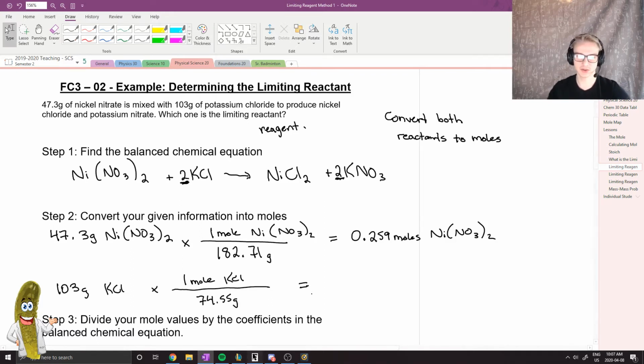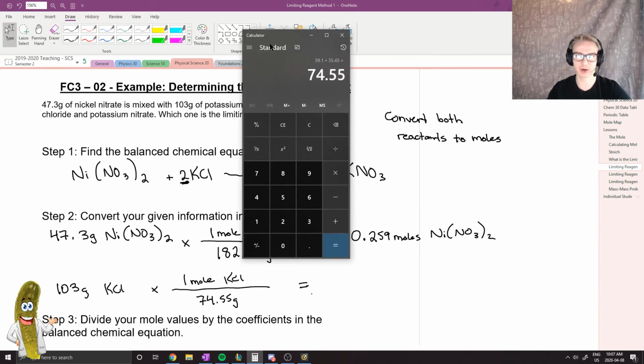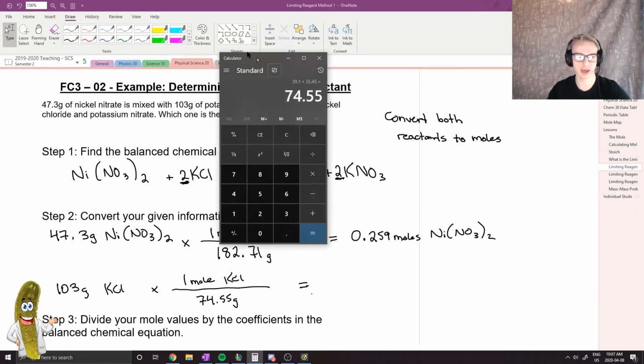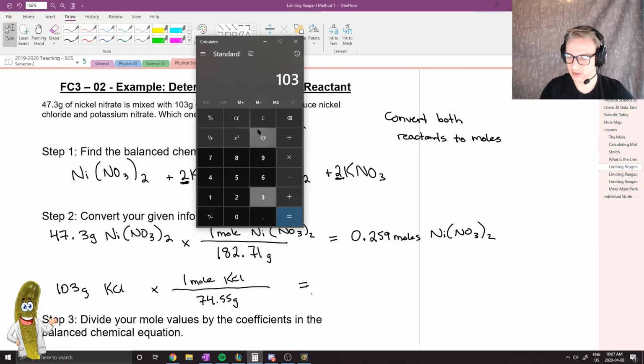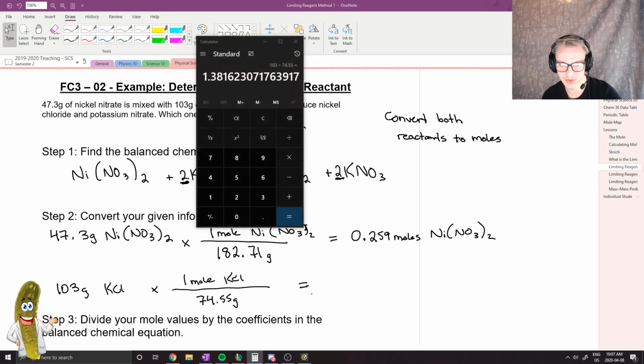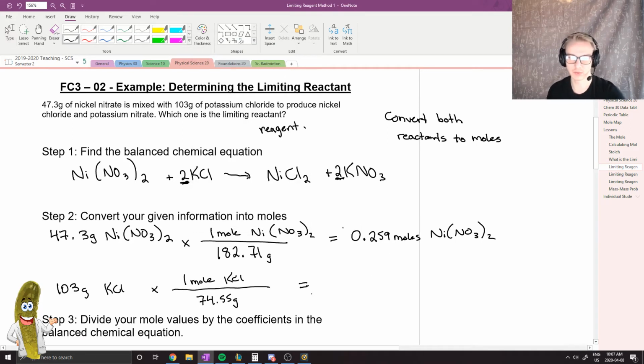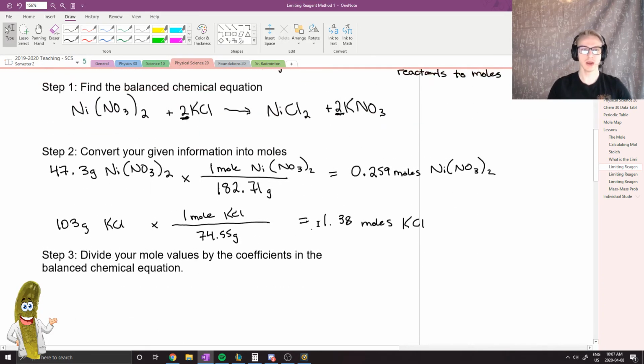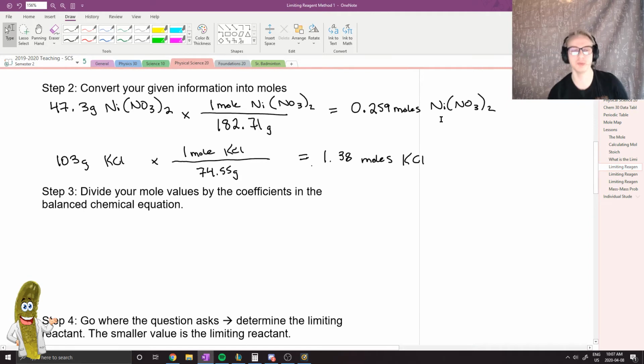Okay, and now what we need to do is take our 103 grams, divide that by 74.55, and we will find out that you have 1.38 moles of KCl. Okay, so now we're in moles, and it would be tempting to just conclude the question there.